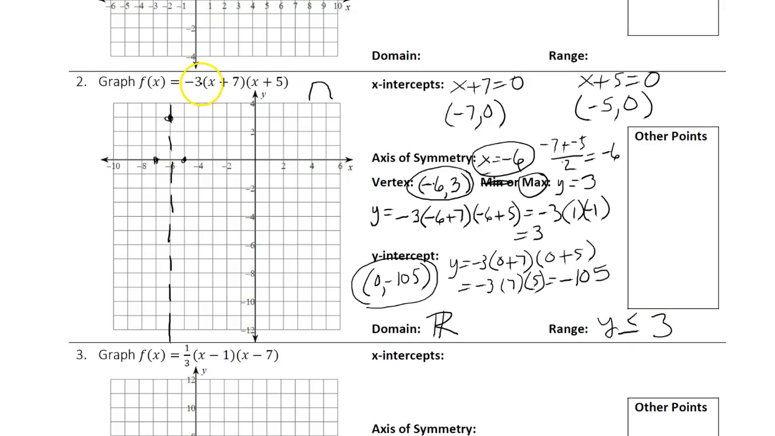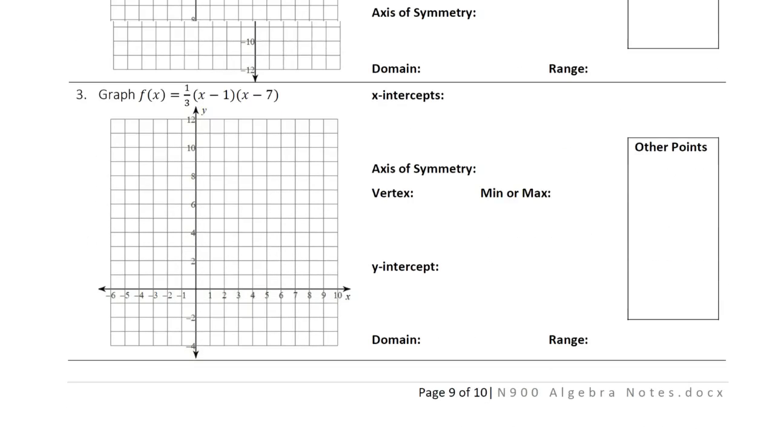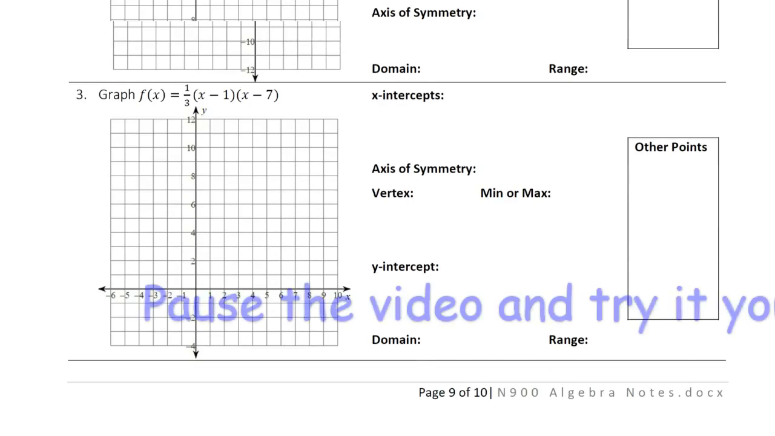To find other points, use a is equal to -3. Over 1 and down 3. Over 2 and down 12. The other points are too far away to fit on the graph. Draw a smooth curve. Pause the video and try this one yourself.